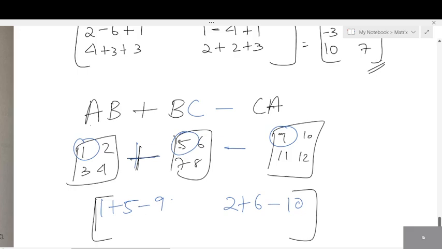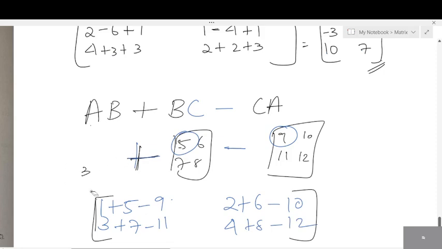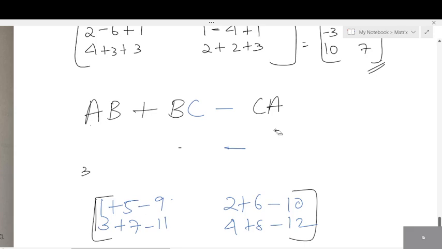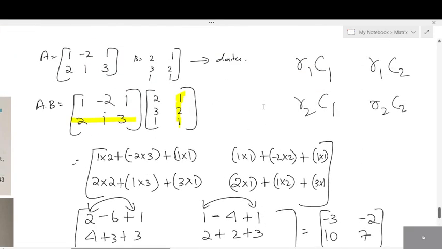These are the questions. In the beginning itself, I'm telling you, it is going to be very lengthy. The more you practice, the less time it takes. If you're not practicing, each question will take at least 5 to 10 minutes and it's of no use. For 3 marks, you shouldn't take so much time. Next one, 3 plus 7 minus 11, 4 plus 8 minus 12. So multiplication is different, and addition, subtraction questions are different. Complete this.